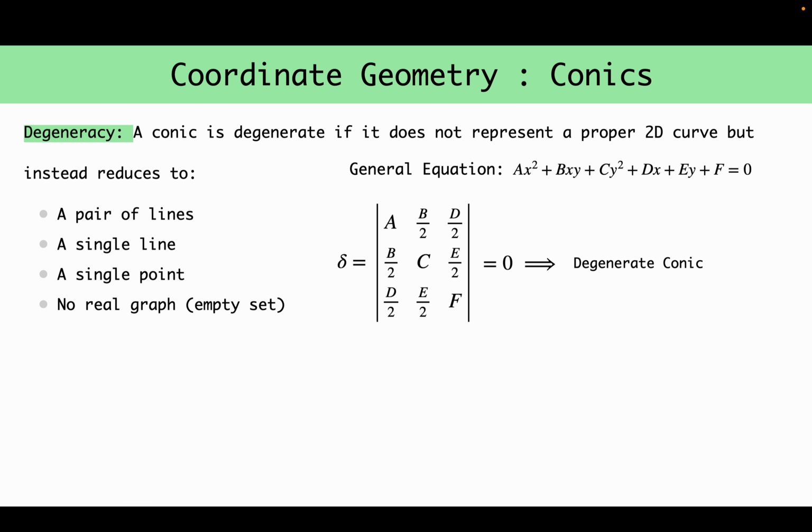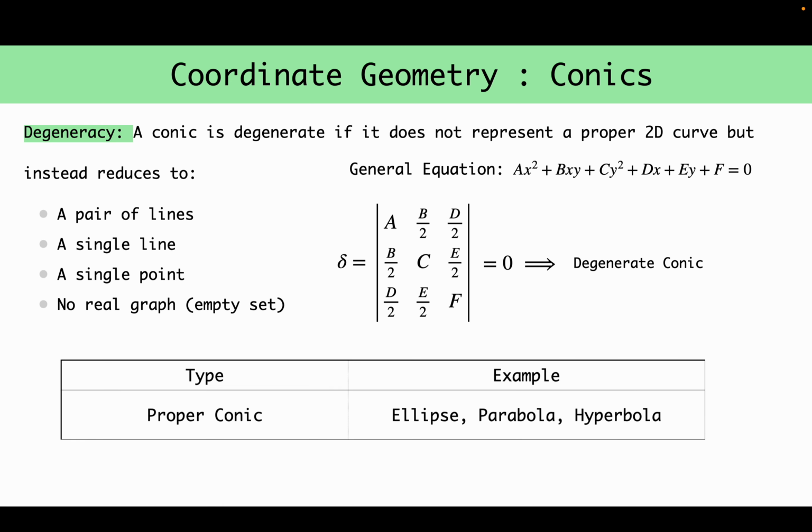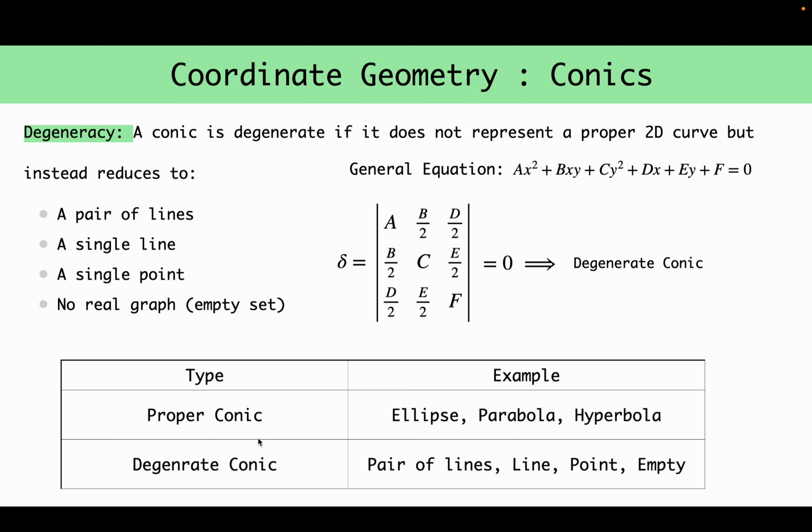So this is our general equation: delta equal to 0 is a degenerate conic, and we will have a proper conic, for example ellipse, parabola, hyperbola, when delta is not equal to 0, and we will have a degenerate conic when delta is equal to 0. So let's see more details about it. Let's take one example where delta is equal to all ones. So this is of rank 1, so definitely delta is equal to 0, so it will form a degenerate conic.